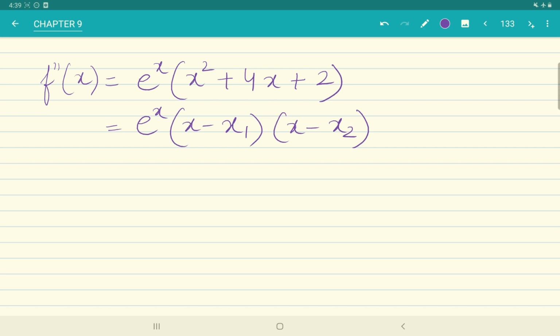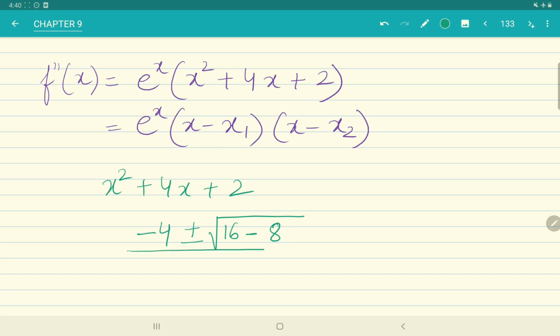If we do that, I can just do that separately here. I want to solve x squared plus 4x plus 2. For that I can write, it's minus b plus minus under root b squared minus 4ac, so 4 ones are 4, 2s are 8, minus 4ac, divided by 2a, so it's just 2.